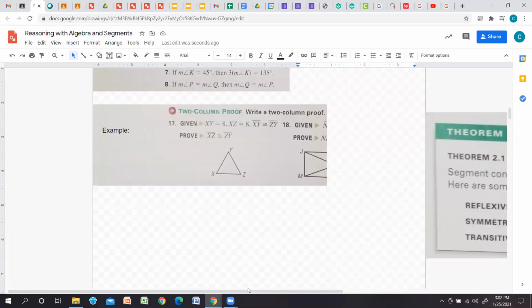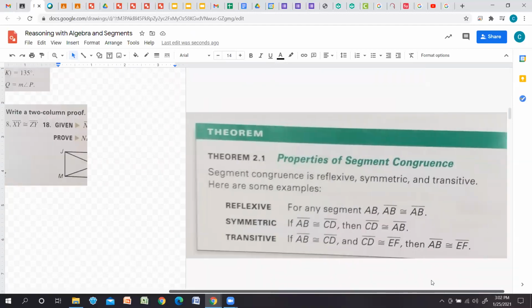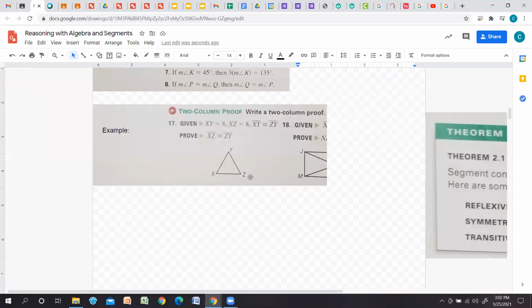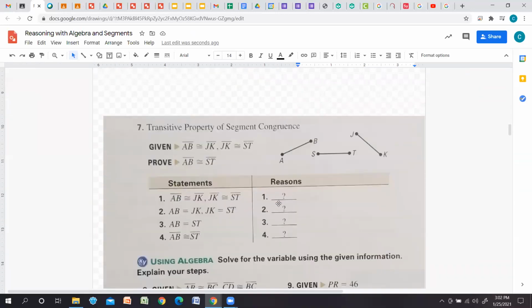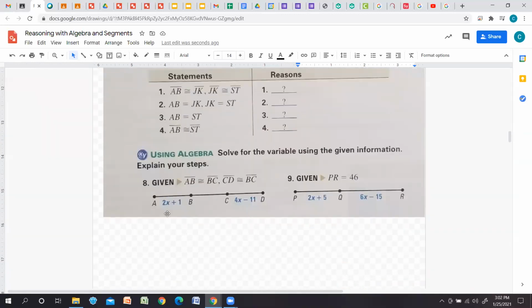Down here, I wrote some theorems, the properties of segment congruence. There are some blanks for the reasons. You're just going to write the reason for each blank. Then there are these equations, so you have to solve for the equations. In each step, you have to use the given information to write some sort of equation. Can you put them equal to each other? Do you put them equal to another value? You have to explain what properties you're using to get to your answer, so you have to do some reasoning there.